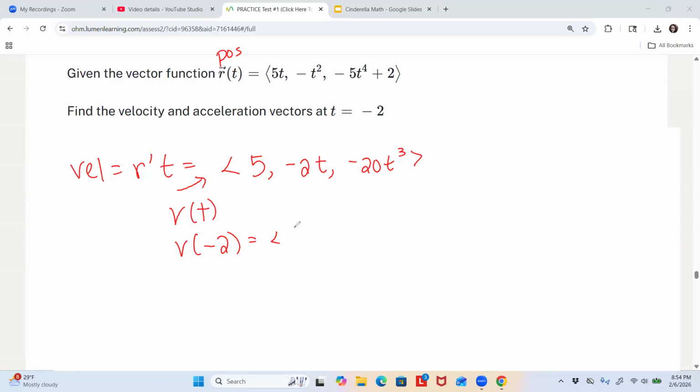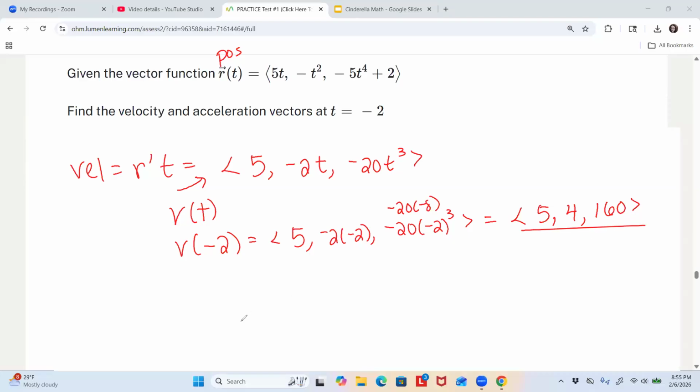But we want the velocity at negative 2. Okay, so that's going to be 5 because there's nothing to plug in. Negative 2 times negative 2. And negative 20 times negative 2 cubed. Work that out. Final answer for the velocity at t equals negative 2 would be 5, 4, and this would be negative 20 times negative 8, so that would be positive 160. There's our first answer.